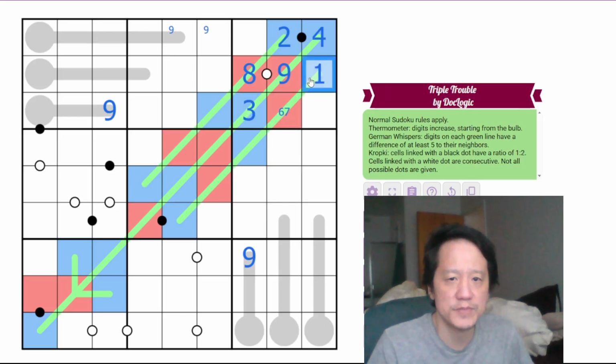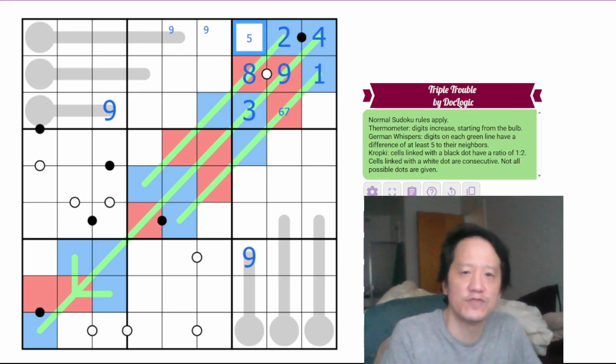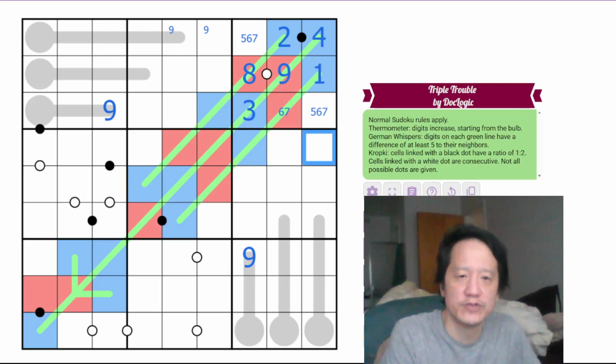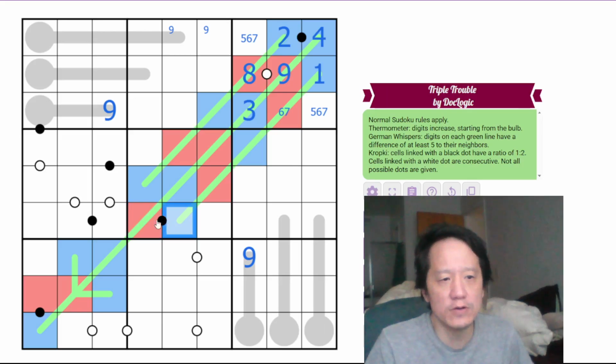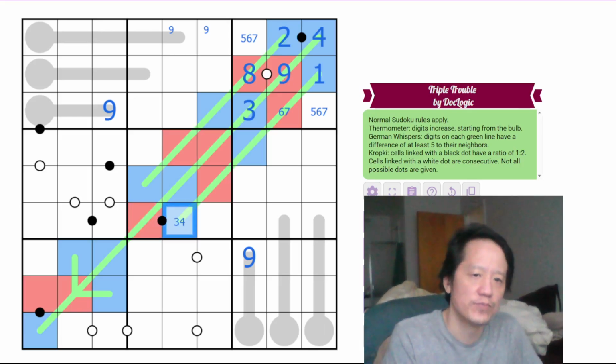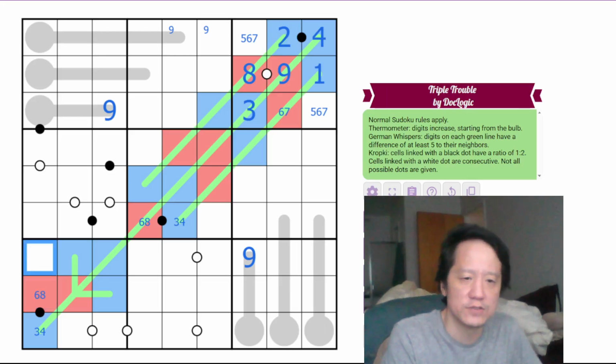So, this is 1, this is 2. The remaining digits in the box are 5, 6, and 7, so we'll put 5, 6, and 7 there. The low digit that must be next to a high digit in a 1 to 2 ratio can only be 3 or 4, because those are the only ones next to a high digit. And this is 6 or 8. Similarly, this is 3, 4, and this is 6 or 8 here.